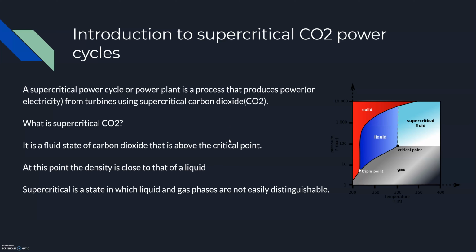At this point, the density is close to that of a liquid, which reduces the pumping power needed in a compressor significantly. Supercritical is a state in which liquid and gas phases are not easily distinguishable. Supercritical carbon dioxide is a state at which the temperature and pressure of the carbon dioxide are above its critical state.